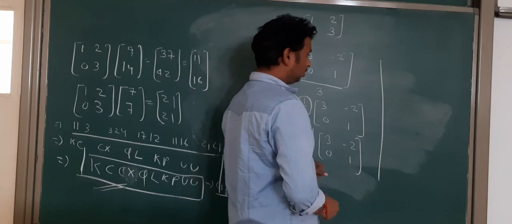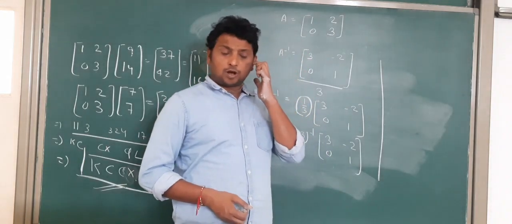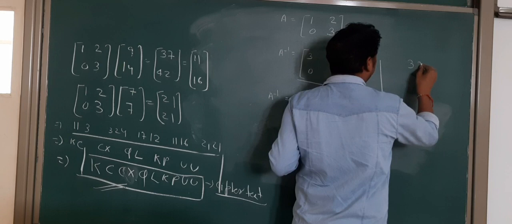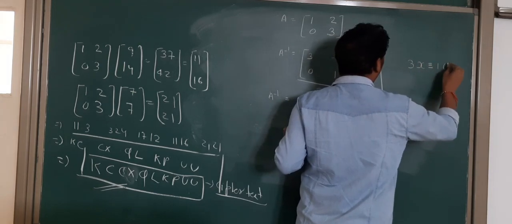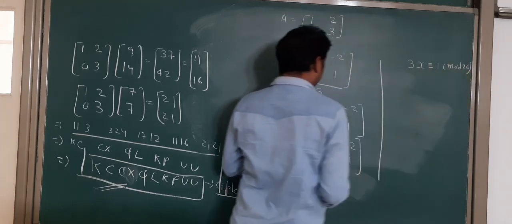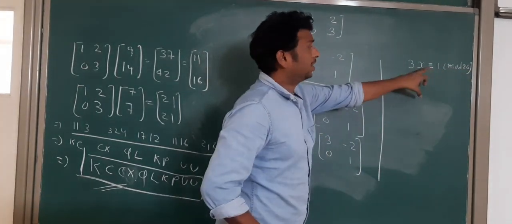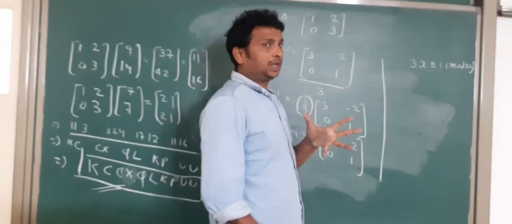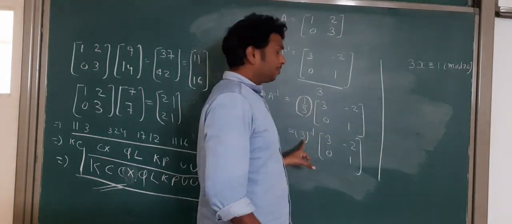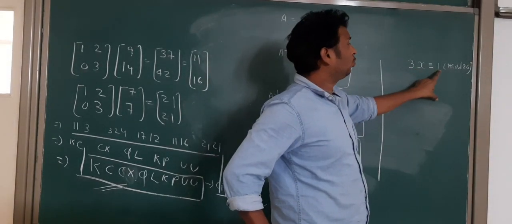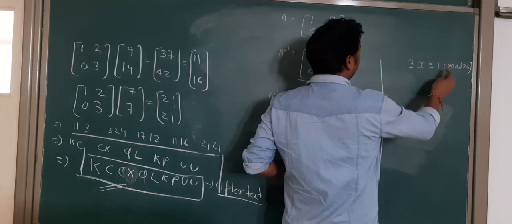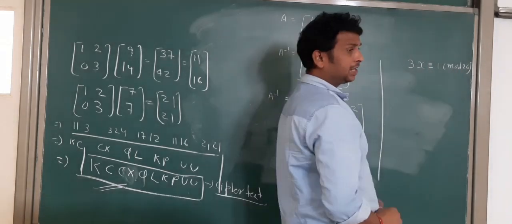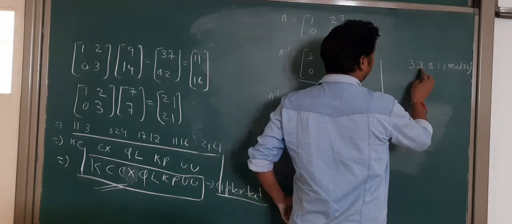So 3 inverse, how do we calculate? You have to find the solution of 3x congruent to 1 modulo 26. Suppose you are going to calculate 4 inverse, then 4x congruent to 1 modulo 26. 5 inverse, we calculate by 5x congruent to 1 modulo 26. In that way, whatever A is there, we have to find the solution for Ax congruent to 1 modulo 26. So it means for which x value, 3x minus 1 divided by 26 has remainder 0.